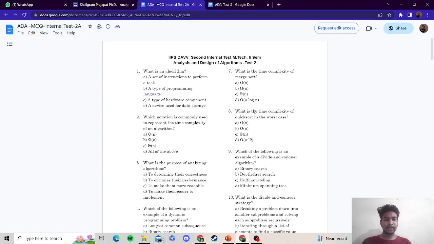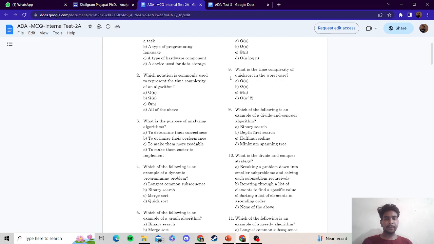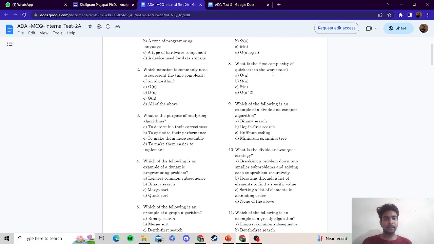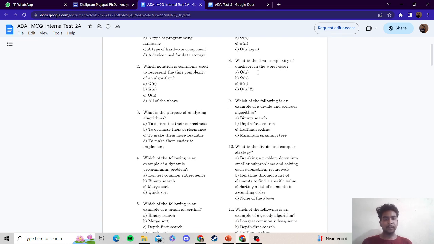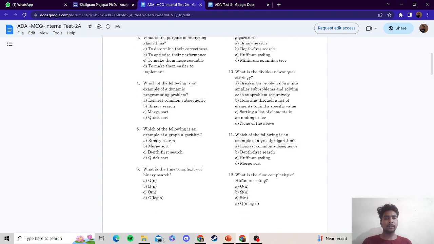So coming to the question number 7, what is the time complexity of merge sort? So the time complexity of merge sort will be order of n log n. The question number 8, what is the time complexity of quick sort in the worst case? So the time complexity of quick sort for the worst case will be order of n to the power 2. Which of the following is an example of divide and conquer algorithm? So binary search is an example of divide and conquer algorithm.